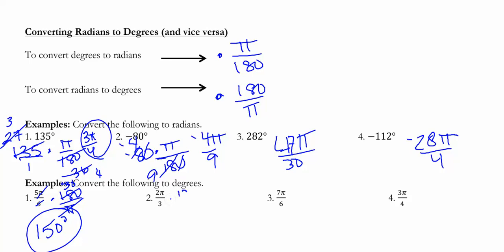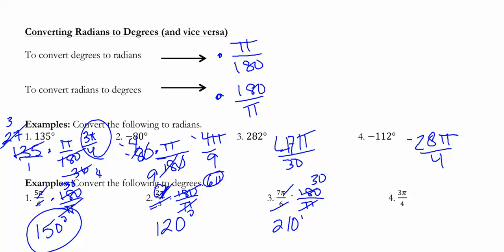I'm going to multiply by 180 over pi, so my pi's cancel out. So 3 goes into 180 60 times, so 2 times 60 is 120 degrees. Okay. How do I remember that pi is on the bottom when I'm converting to degrees? Because you want to be able to cancel out your pi's. So pi's cancel out. 6 goes into 180 30 times, so this would be 210 degrees.